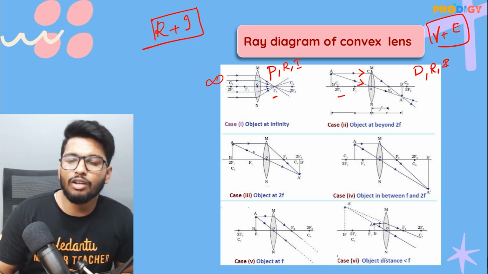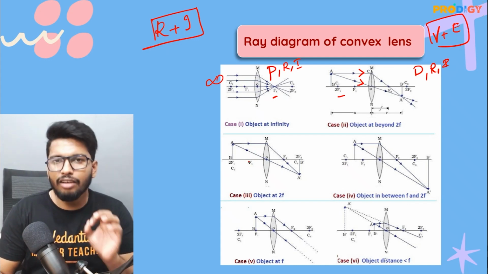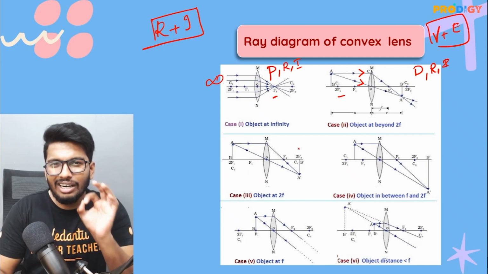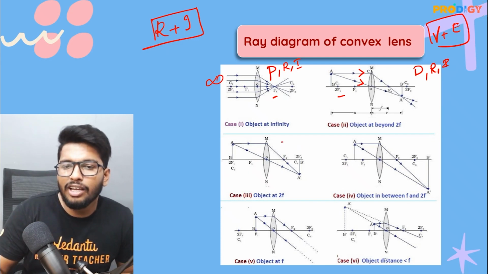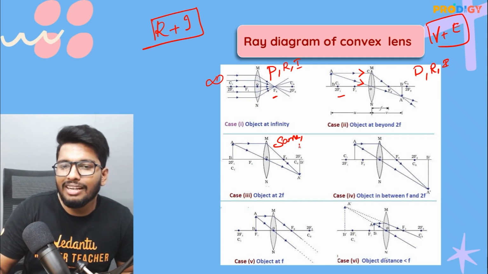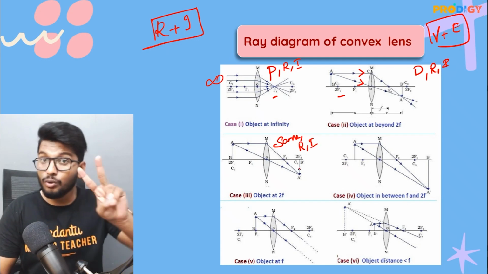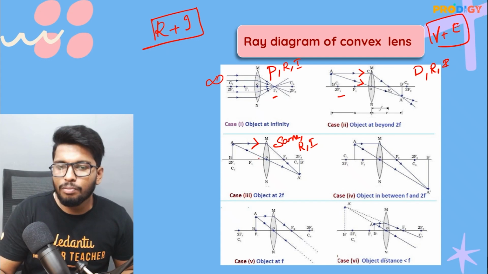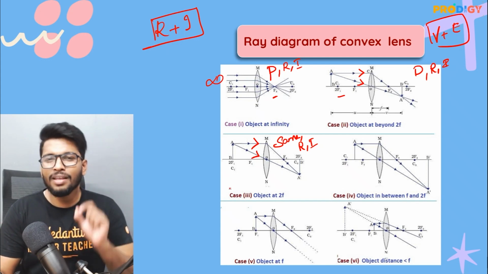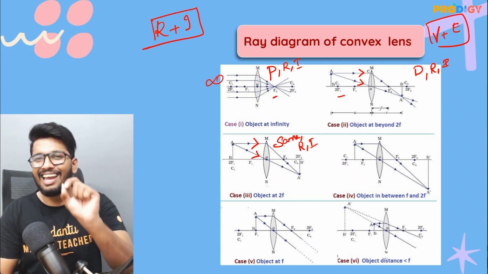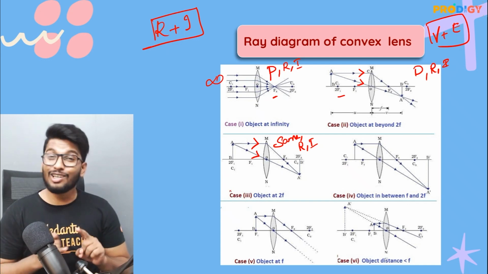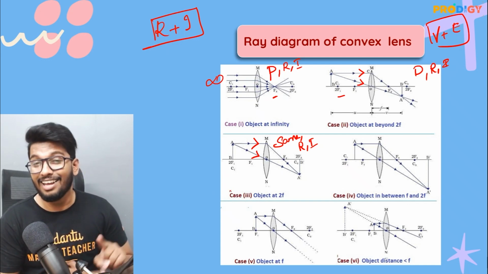Next is when you keep the object at 2f1. If the object is at 2f1, this is the only condition where the image is going to be of the same size. It is going to be real and inverted. Again, two standard incident rays, one parallel to the principal axis, the other passing through the center of curvature. And these two rays of light are meeting exactly at 2f2. And it's going to be of the same size. It is going to be real and it's going to be inverted.